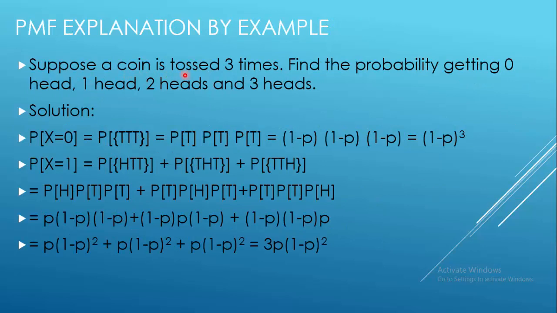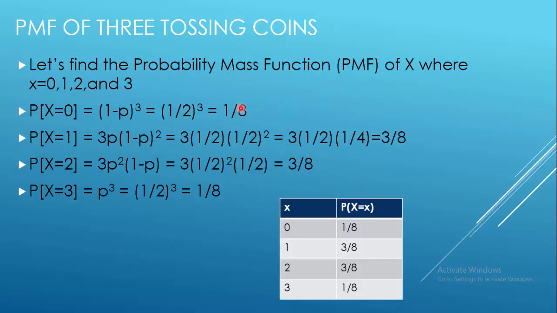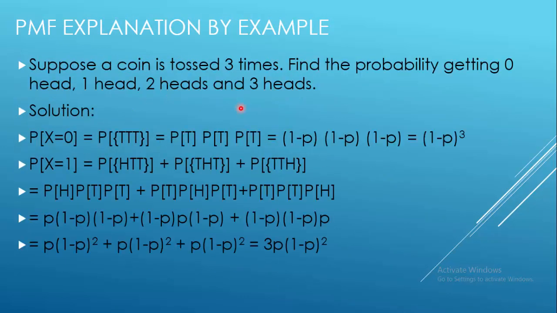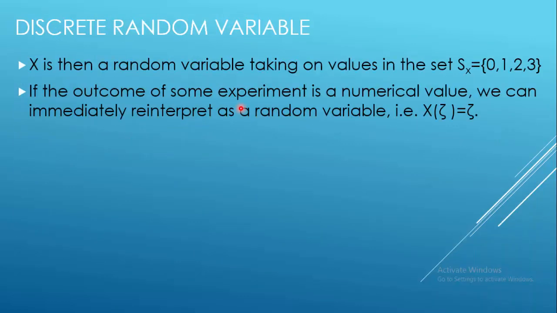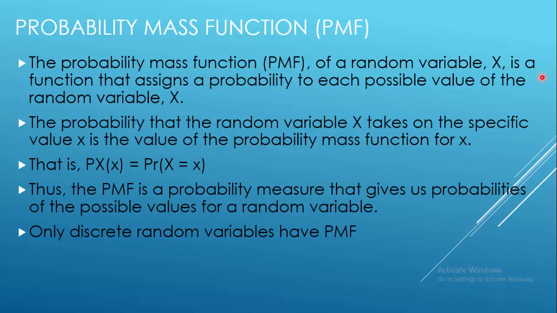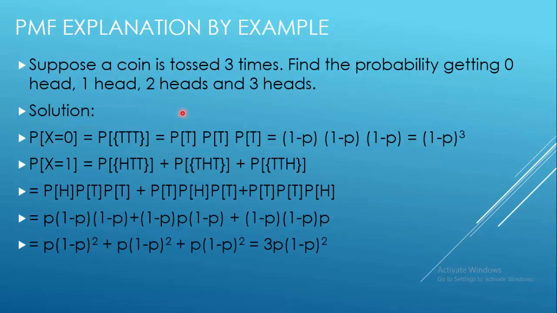Suppose a coin is tossed 3 times. Find the probability of getting 0 heads, 1 head, 2 heads, and 3 heads. So now we are going to find the probability mass function for tossing a coin 3 times, and we will see what the probability of 0 heads will be, what the probability of having 1 head, 2 heads, and 3 heads will be, and that will be our probability mass function. So how do we find this probability mass function?